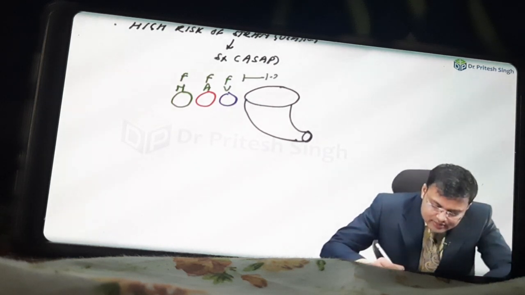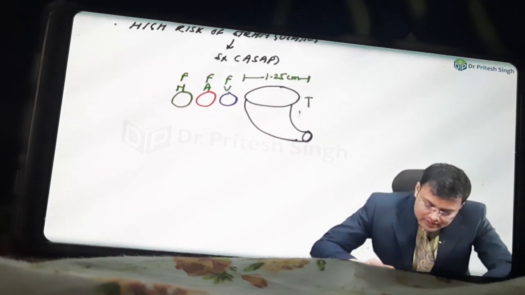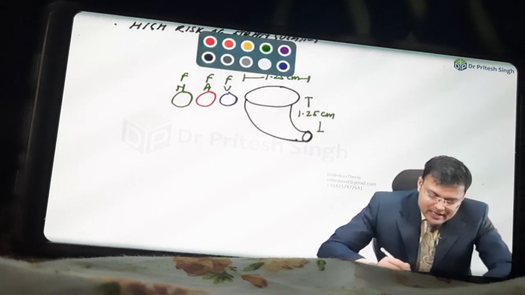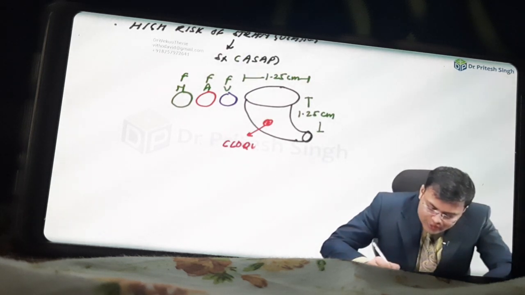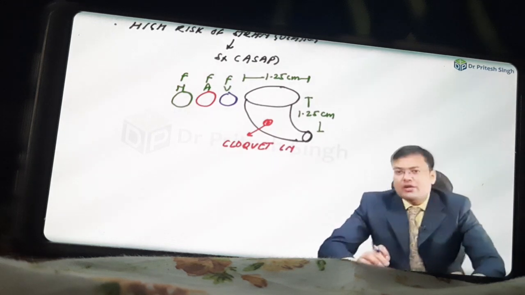Now see the diameter of the ring, 1.25 centimeter. Length of canal, 1.25 centimeter. And here there is a lymph node known as Cloquet lymph node or Cloquet node, located in the femoral canal.